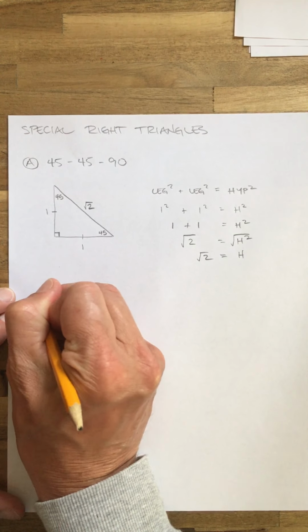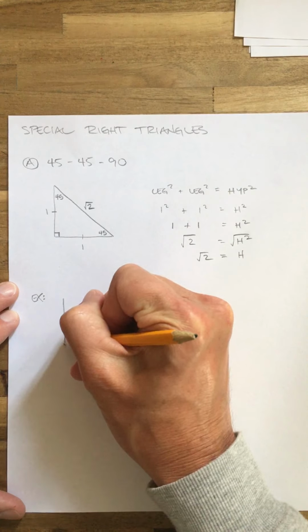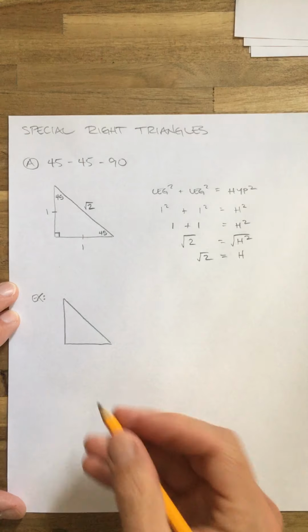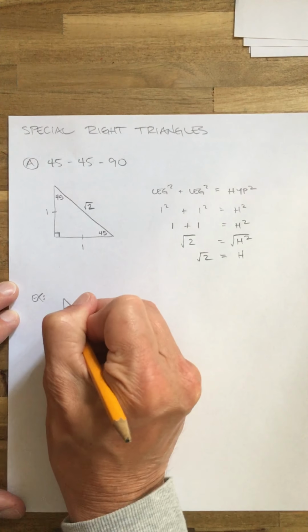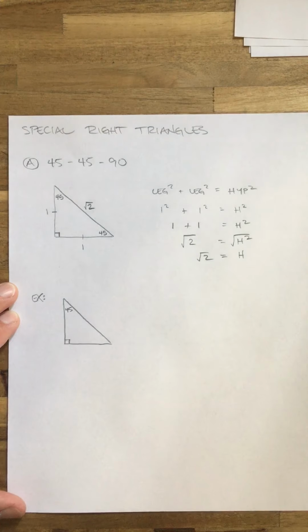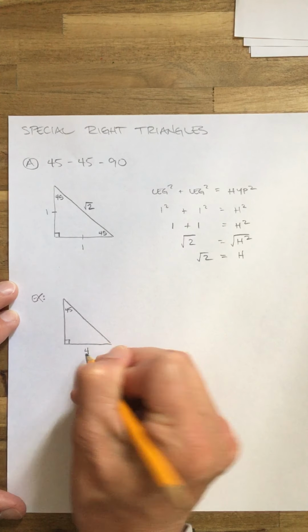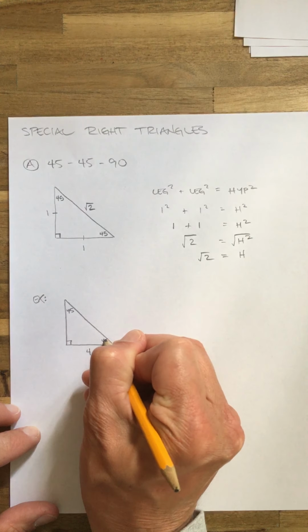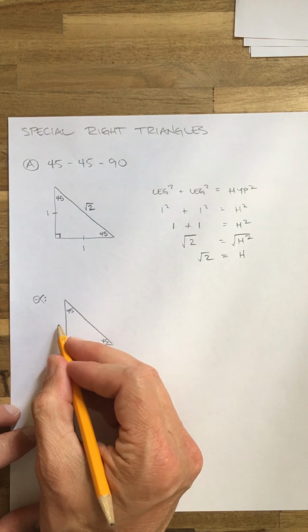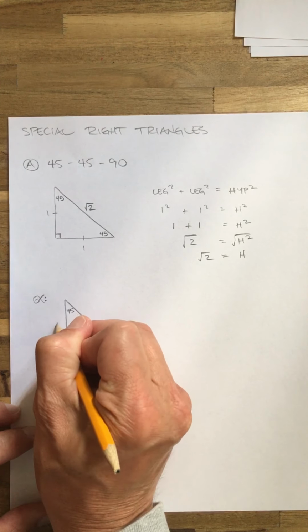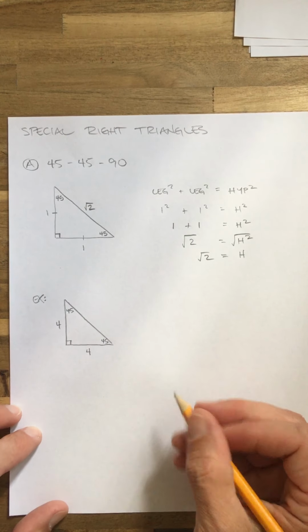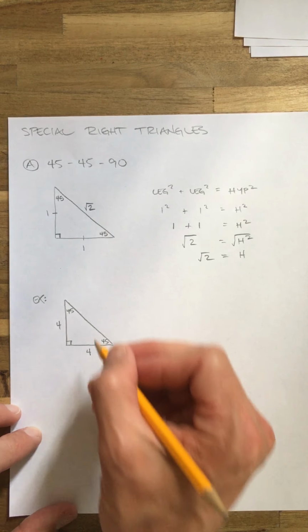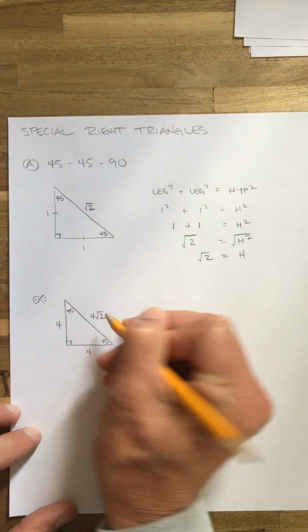Let's do some examples. What if we have a triangle that's 45, 45, 90, and I said that this side right here is 4? If this is 45, 45, 90, then it's isosceles, so you know that this side right here is what? That's right, it's also 4. And based on what I said, to go from a leg to a hypotenuse, all you need to do is multiply by the square root of 2. So this side is simply 4 square root 2.